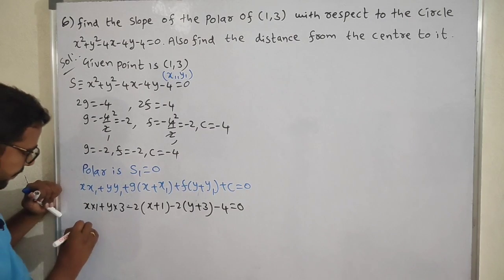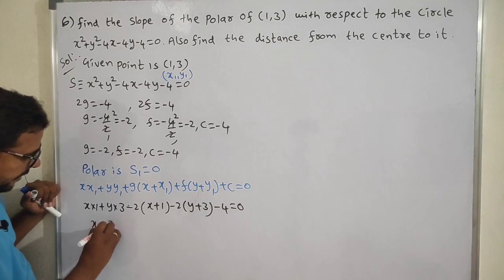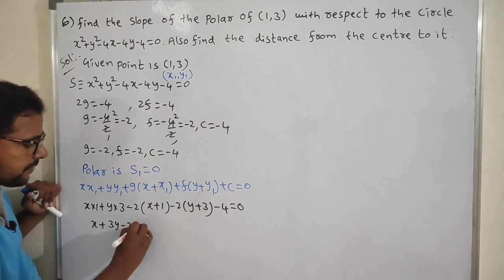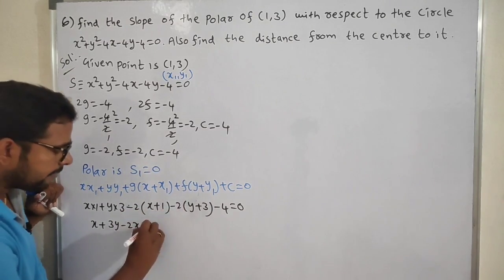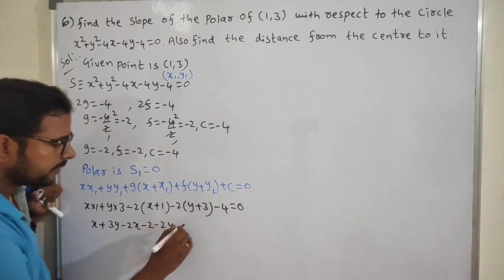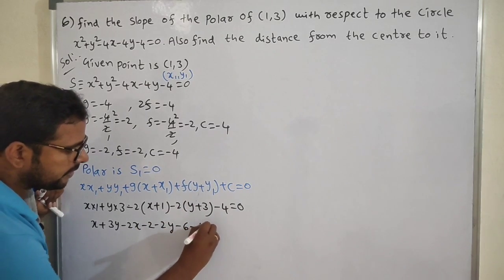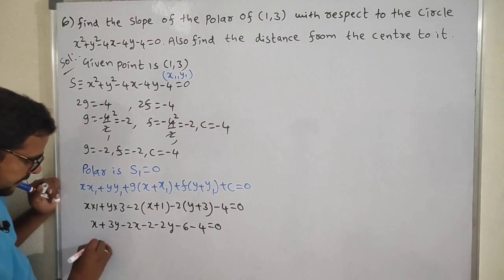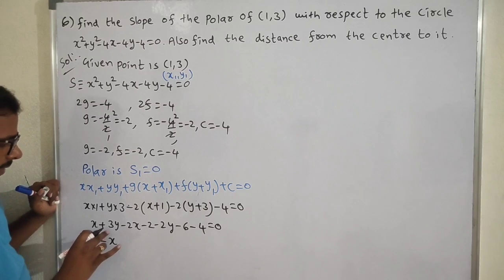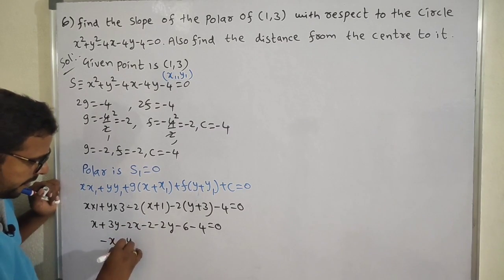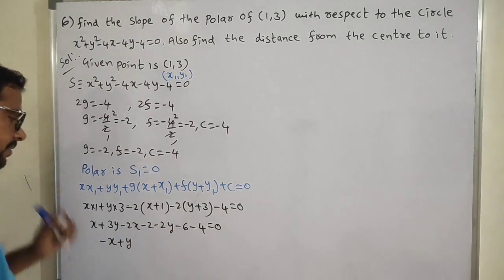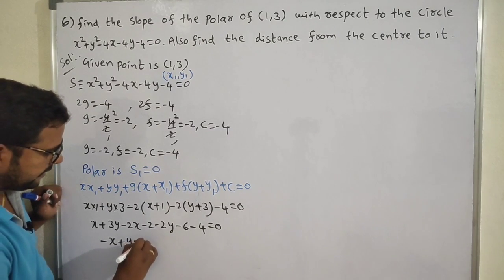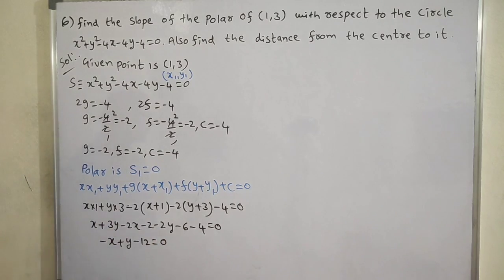X into 1, x plus y into 3, 3y, minus 2 into x, minus 2x, minus 2 into plus 1 minus 2, minus 2 into y minus 2y, minus 2 into 3 minus 6, minus 4 equals 0. Like terms: x terms, 3x minus 2x minus x. y terms, 3y minus 2y plus y. Constants: minus 2 minus 6 minus 4, minus 12. So minus x plus y minus 12 equals 0. This is the equation of polar.